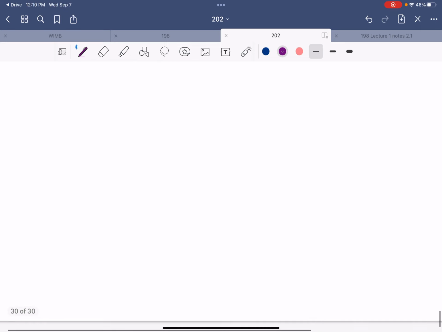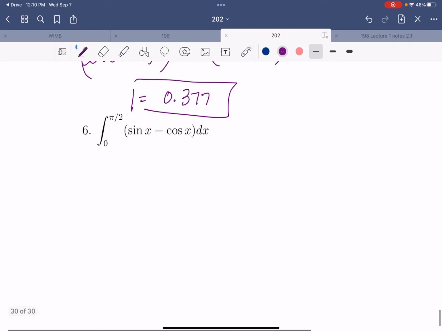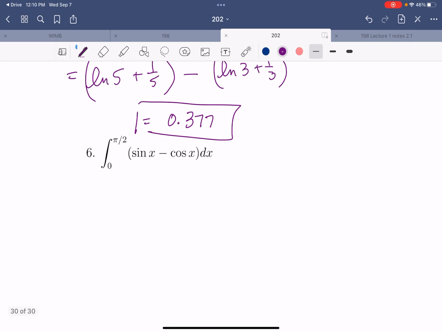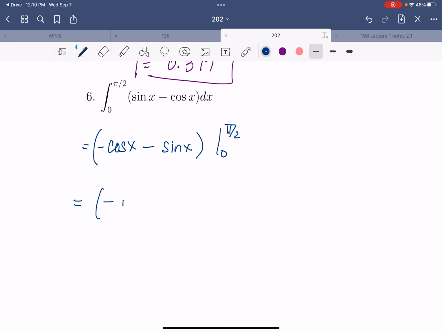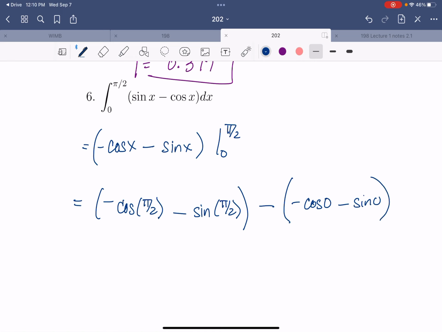And then lastly, for our guided practice, we've got some trig functions. Nothing crazy here. The antiderivative of sine is negative cosine x. And then minus, the antiderivative of cosine x is sine x. And you're evaluating that from 0 to pi over 2. So you're taking negative cosine of pi over 2 minus the sine of pi over 2, minus, when you plug in 0, negative cosine of 0 minus the sine of 0.